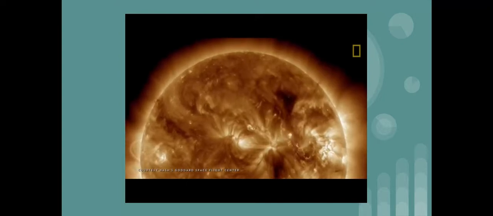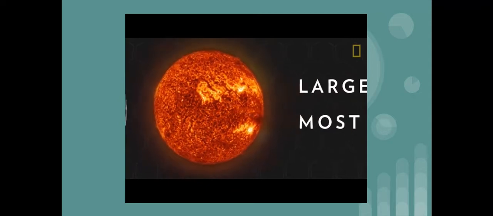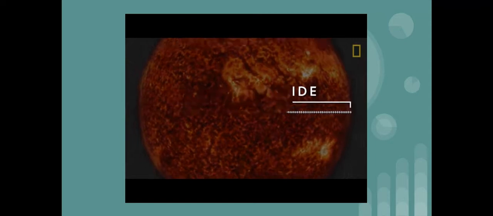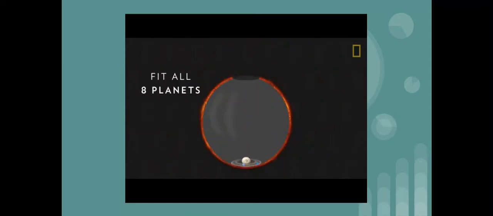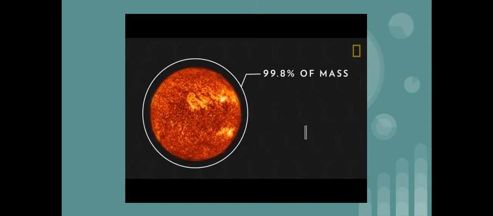Such volatility is contained thanks to the sun's tremendous gravity. It's strong enough to hold the solar system intact and is primarily due to the sun's size and mass. Our sun is the largest and most massive object in the solar system. It's more than 100 Earths wide and could theoretically fit all 8 planets inside nearly 600 times. It also contains approximately 99.8% of all the mass in the solar system.